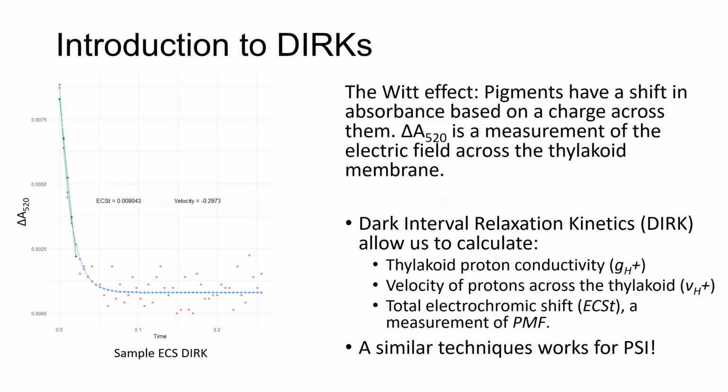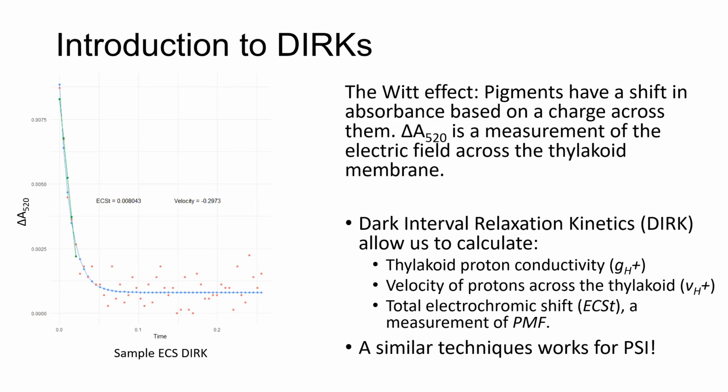I want to briefly introduce you to the measurements that we're going to be making here. This is what we call a DIRC, meaning dark interval relaxation kinetics. We make use of the Witt effect. Basically, a pigment has a slight change in absorbance based on the charge across the pigment. So if your pigment is embedded in the thylakoid membrane, its absorbance will change in response to the buildup or the relaxation of the thylakoid delta pH.